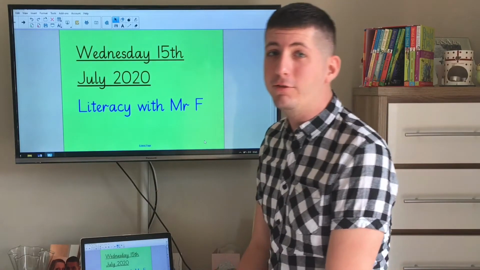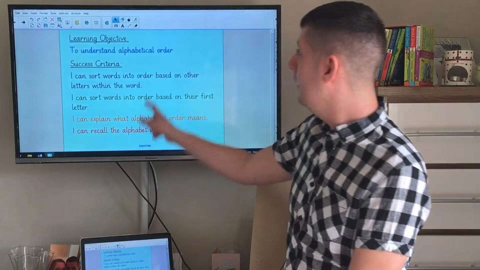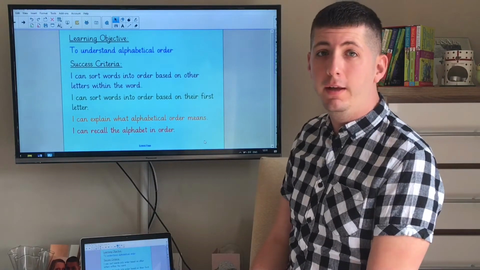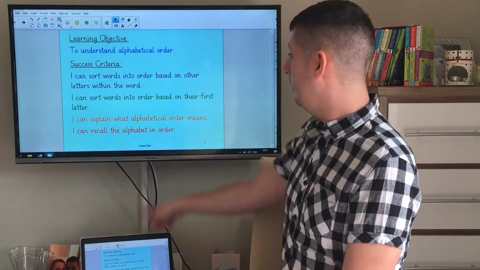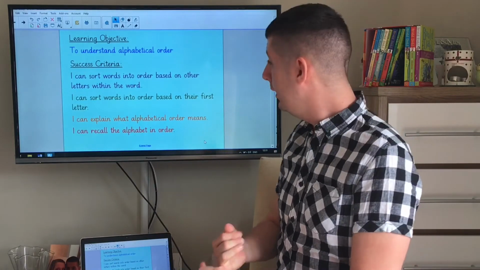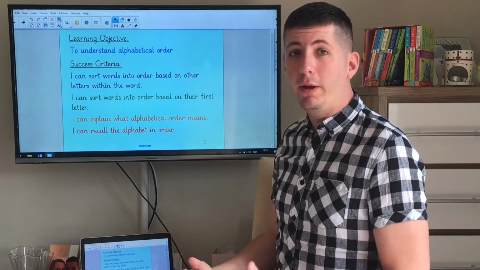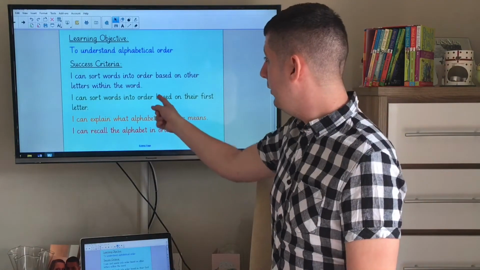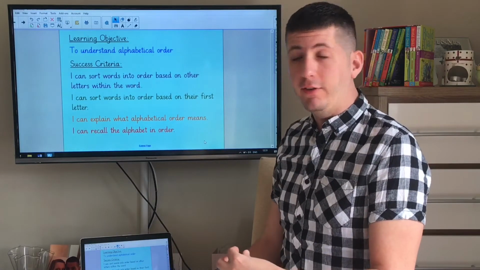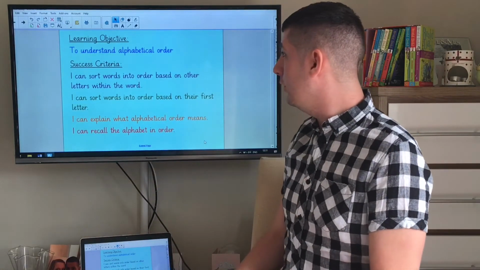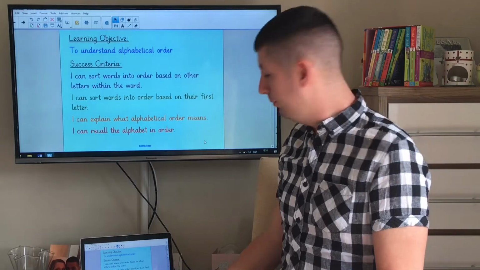Now today in our literacy lesson we are going to be understanding alphabetical order. To be successful in today's lesson we're going to see if we can recall the alphabet in order. We're going to see if we can explain what alphabetical order means. We're going to see if we can sort words based on their first letter, and then we're going to see if we can sort words based on other letters within the word.